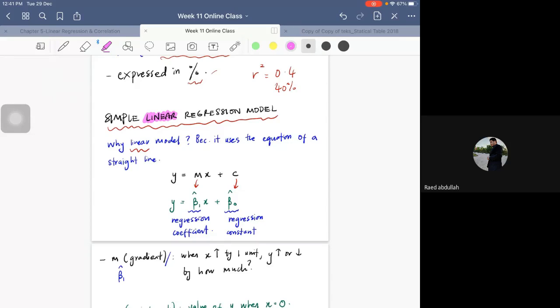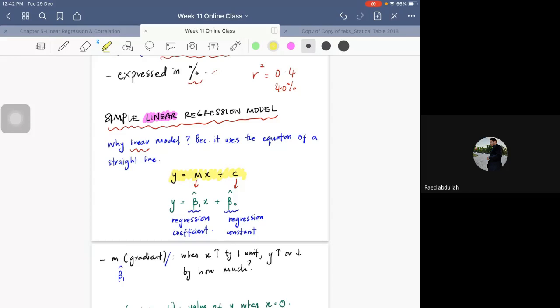I'm pretty sure that you have seen this before, that you know linear means straight line. So between X and Y, we're going to come across a model that uses the principle of a straight line. What is the equation of a straight line? This is what we learn in school. The equation of a straight line is given by y equals mx plus c. This is the idea that we're going to implement for simple linear regression as well.